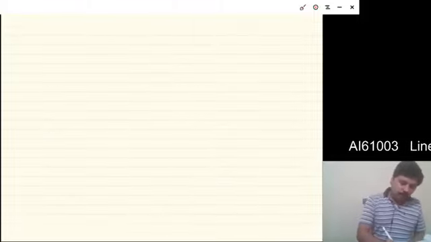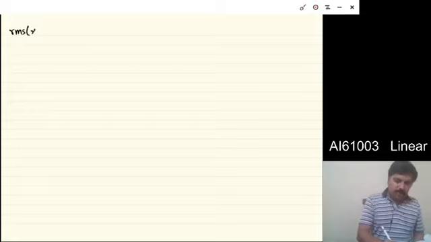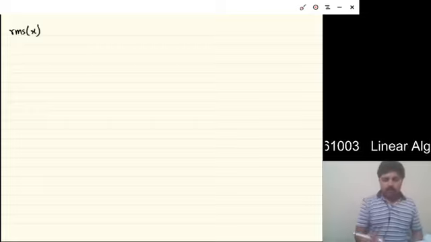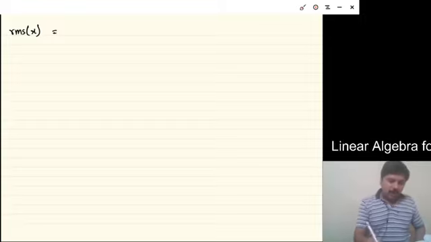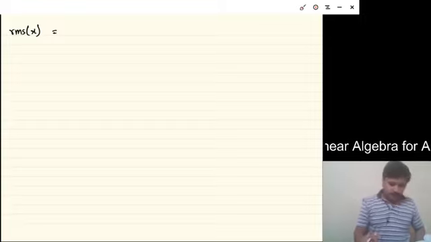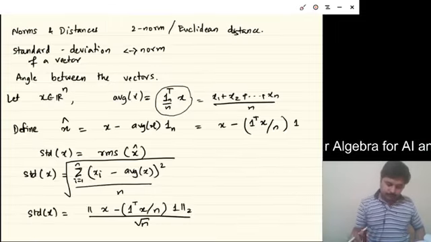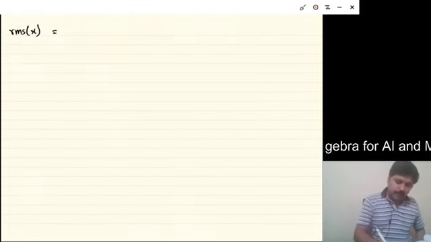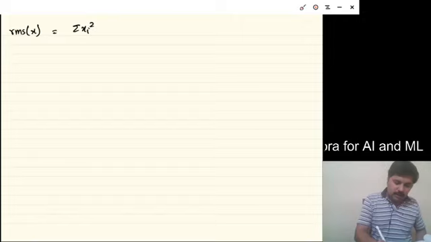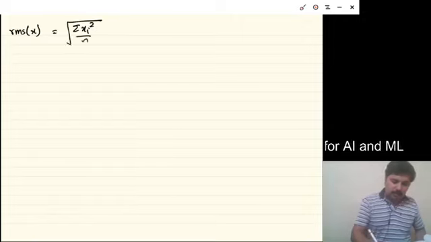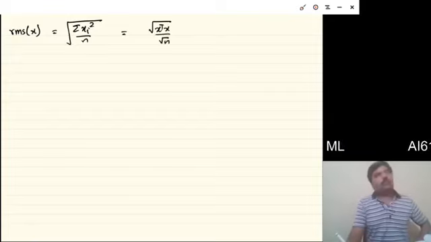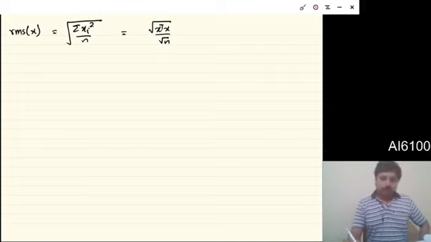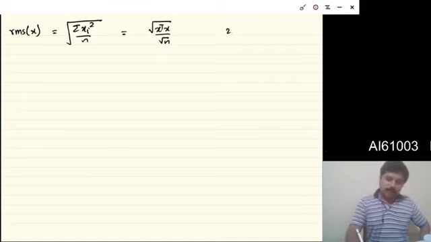So if you want to compute the RMS value of x, what is the number of operations? What is the formula? The RMS value of x is the square root of the summation of xi squared divided by n, so the square root of x transpose x divided by root n. That's what you want to do. So x transpose x will require roughly 2n operations.